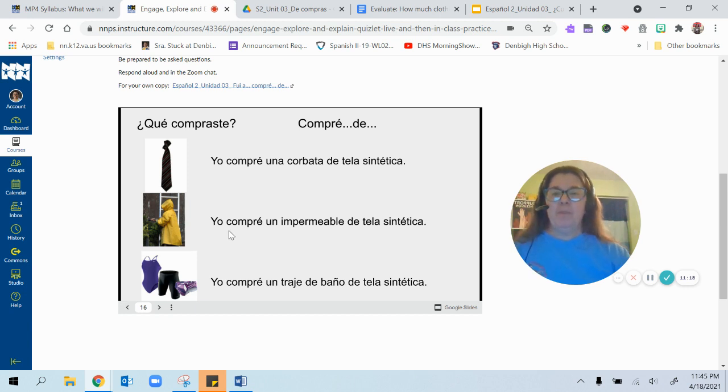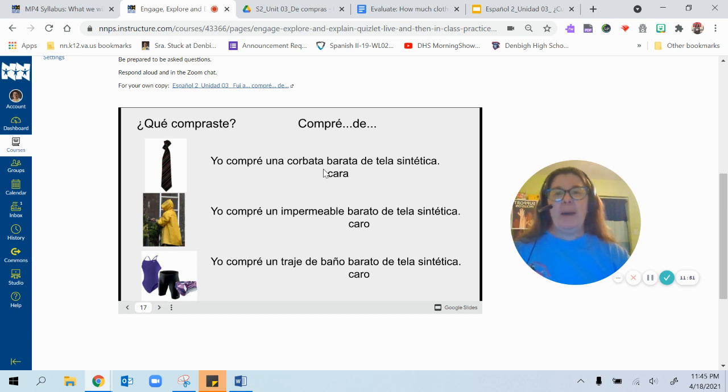Yo compré un impermeable de tela sintética. Compré un impermeable de tela sintética. Yo compré un traje de baño de tela sintética. Compré un traje de baño de tela sintética.